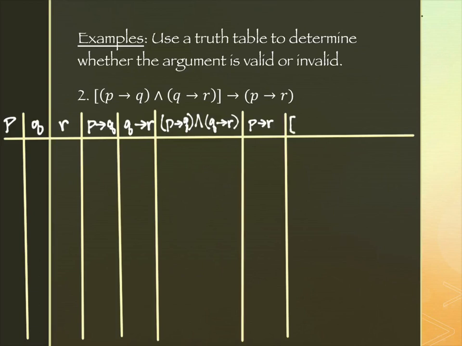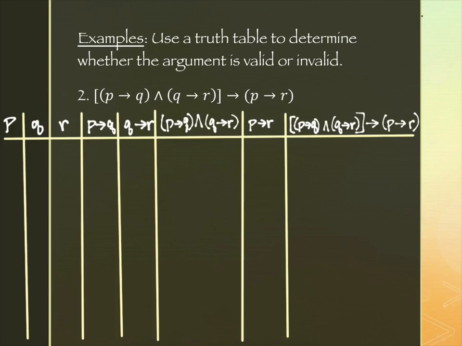So I have P implies Q and Q implies R. All of that implies that P implies R. And after we do all of this, I'm going to give you context because you've seen this argument a lot. You just don't realize it right now because I haven't given you any context.